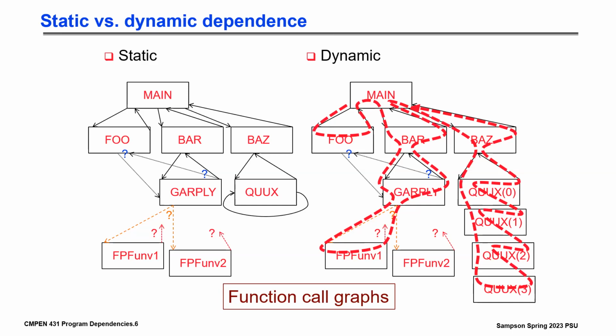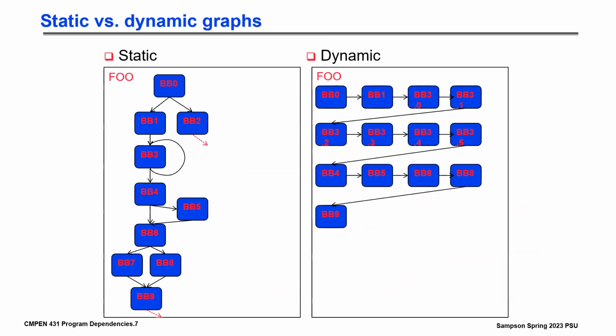And garply does a dynamic dispatch to some unknown function. It's got some function pointer. Is it going to be this one? Is it going to be this one? We don't know. All we know is the type. That's data dependent, right? Can't be analyzed statically. And then any given particular execution is some path through this. In this case, foo didn't call garply, but garply happened to call this particular function, and qux recursed down 3 layers.